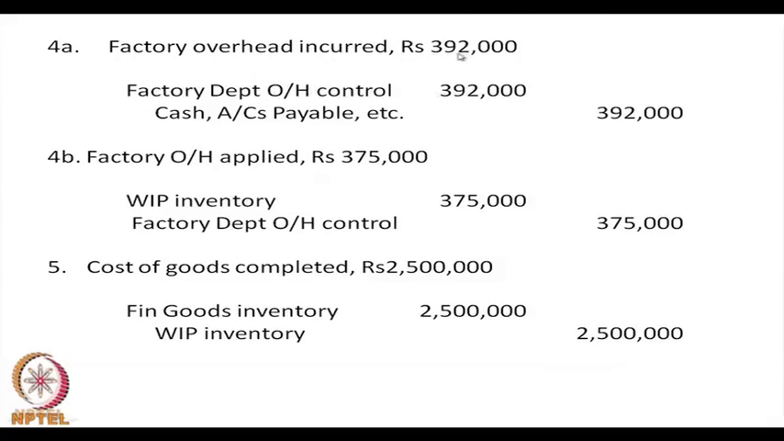Factory overhead incurred was 392. Therefore, factory department overhead control, the debit side is this, and the credit side we shall put in various forms like cash, accounts payable, etc. It will be 392,000, all put together. Factory overhead applied was 375,000. So, by that amount factory department overhead control will reduce. So, this becomes a credit, whereas work in process inventory will rise, that is 375,000. Cost of goods completed was 2,500,000. So, finished goods inventory is debited, work in process is credited.